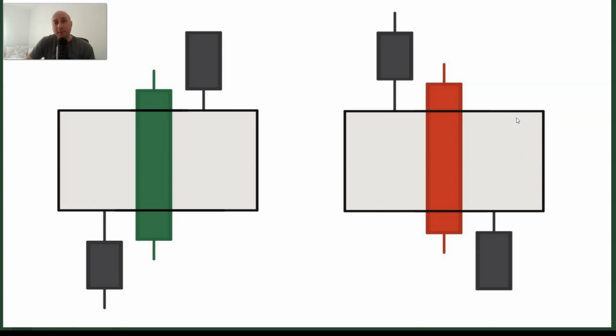Now, let's look at a chart and let me show you a couple ways that I actually like to use them.